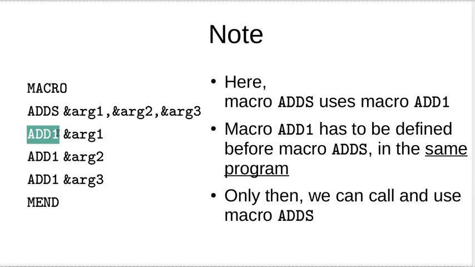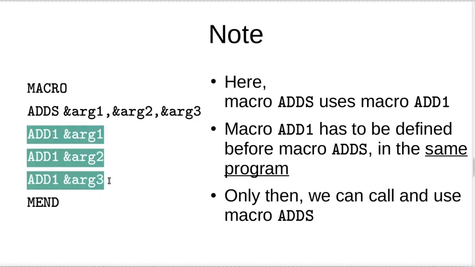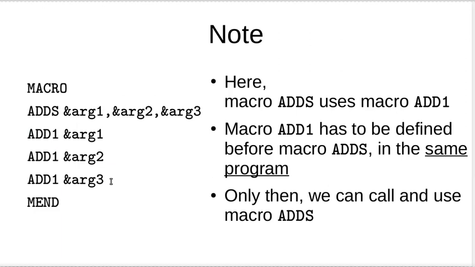So this is something you have to understand, right? Again, ADDS cannot be called and used until and unless we define the macro ADD1, because ADDS is completely dependent, each instruction in ADDS is completely dependent on the macro ADD1, so that has to be defined before ADDS. Fine. So this is again something that you have to get very clear.